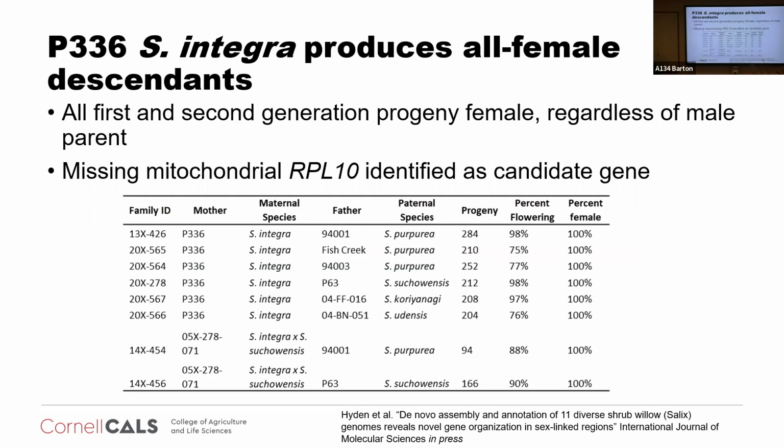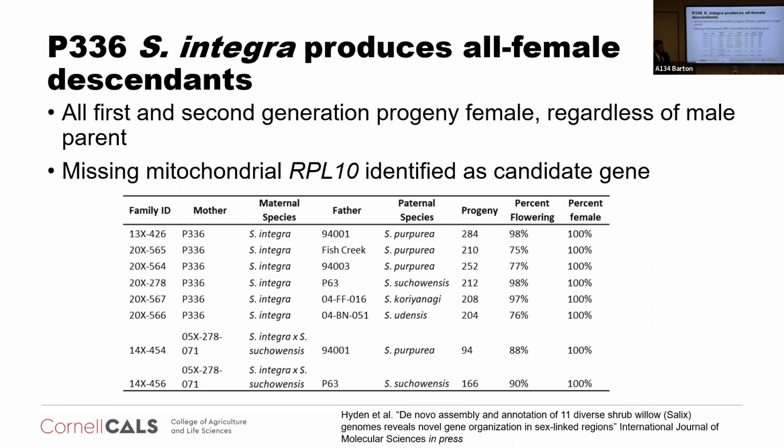Another interesting finding from the study was this Integra female, P336. We found early in our breeding program that it appeared that all the progeny developed from this parent were female. So to test that, we crossed P336 with as many male reference genomes as we had. We crossed it with 9401 and Fish Creek, which are our male purpurea. We crossed it with 9403, the monoecious Salix purpurea, the one with the weird disrupted sex chromosome. We crossed it with suchowensis, with Koyanagi, and with Udensis. So, 6 male parents across 4 different species.